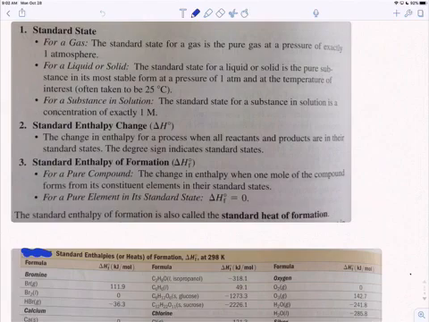So, all right, standard states. Here are the standard states for a gas. It's a pure gas at a pressure of 1 atmosphere. For a liquid or solid, the standard state is the pure substance in its most stable form at a pressure of 1 atmosphere and a temperature usually of 25 degrees Celsius.